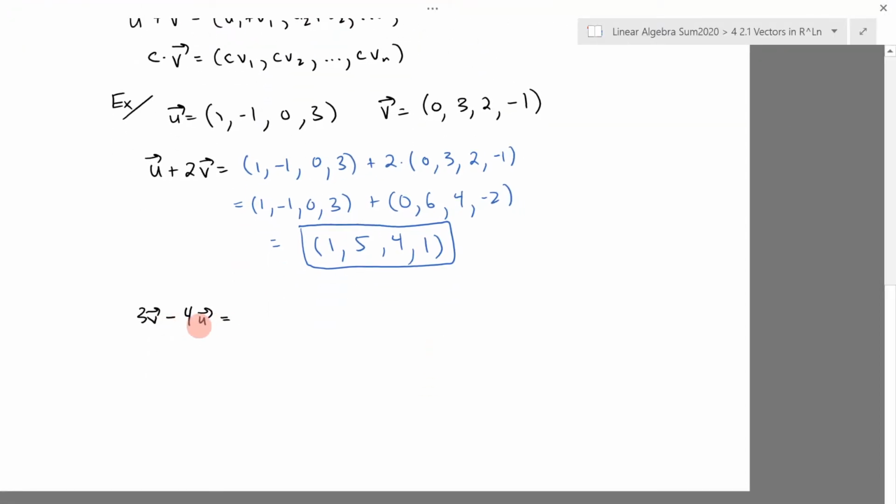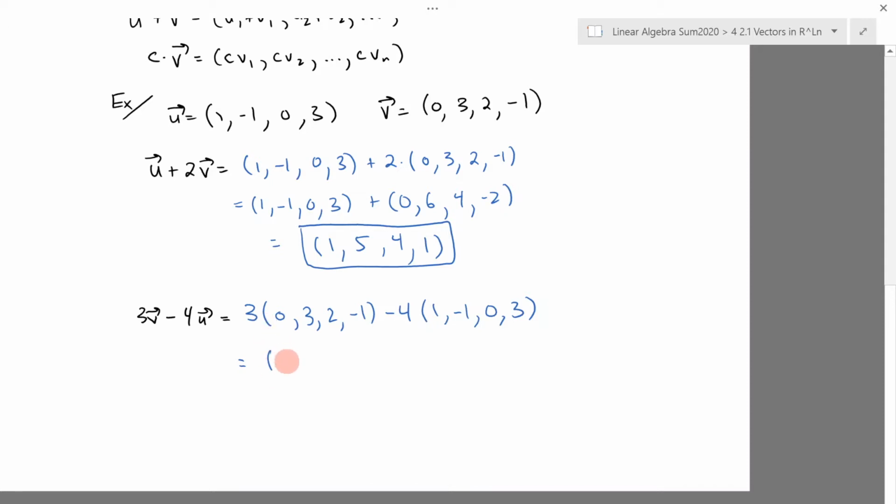And similarly here, I have a separate calculation. So let's write it out. So 3 times v is this vector, 0, 3, 2, -1. And minus 4 times u, which is this vector, 1, -1, 0, 3. Right, so as I said before, it's not too difficult to just do the calculation all at once, but let me just do it step by step.